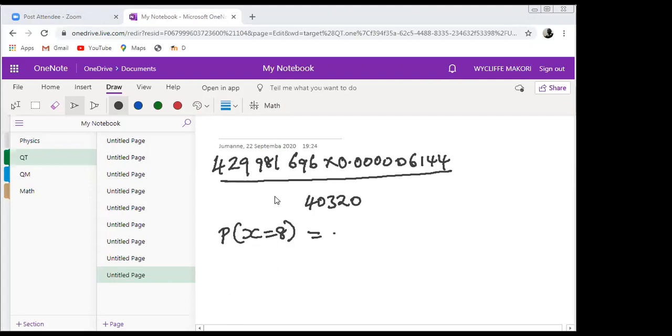Is 0.066. Actually, the answer is 0.066 or 0.655. If you have it this way or this way, it is correct.